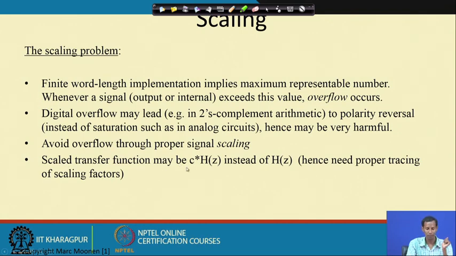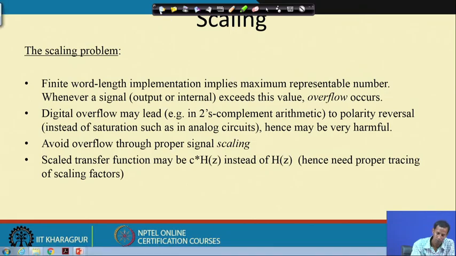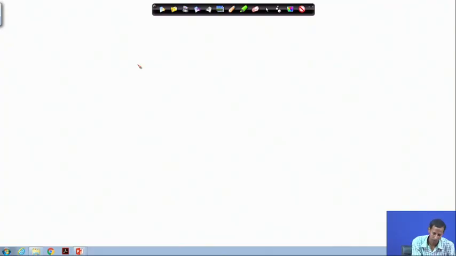The scaled transfer function may be C multiplied with H(z) instead of H(z), where H(z) is the corresponding transfer function. So, what is the meaning of scaling? Let us consider an example, and at that time it will be much more visible.